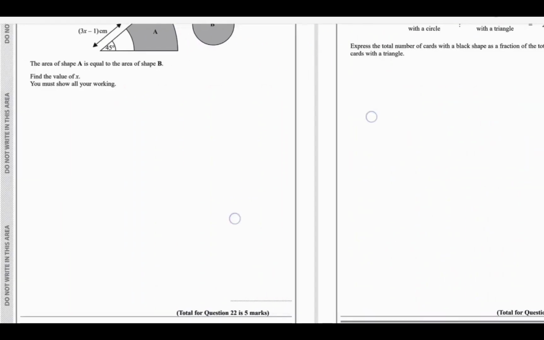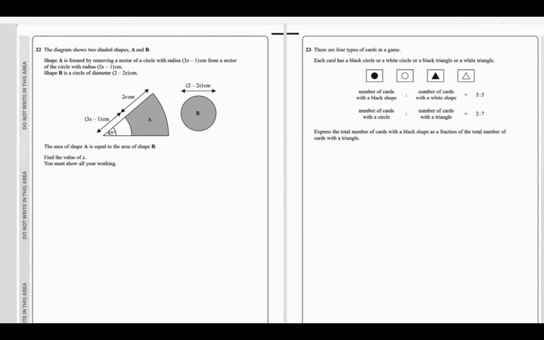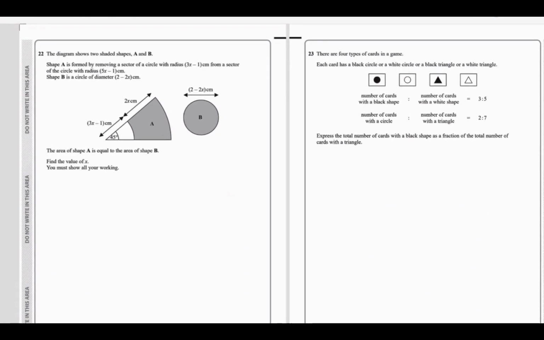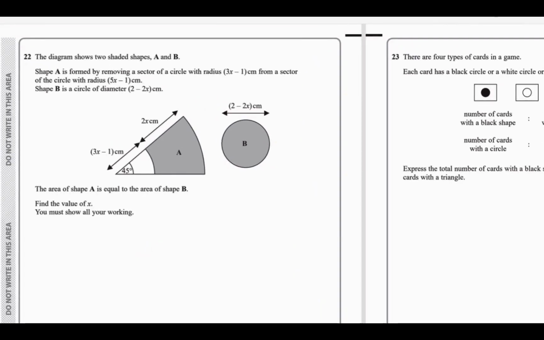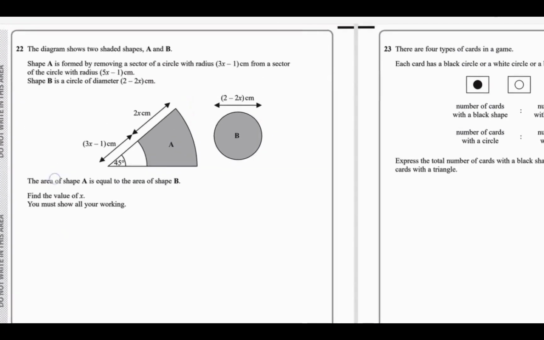Okay. Now the last 2 questions. The diagram shows 2 shaded shapes A and B. Shape A is formed by removing a sector of a circle with radius 3x minus 1 centimeters from a sector of the circle with radius 5x minus 1. Shape B is a circle of diameter 2 minus 2x centimeters. The area of shape A is equal to the area of shape B. Find the value of x. You want to be working. Okay, this is 5 marks in total.